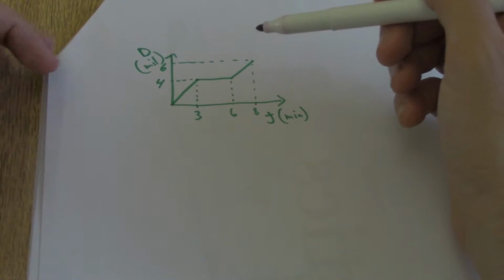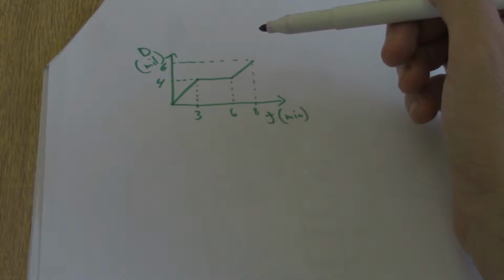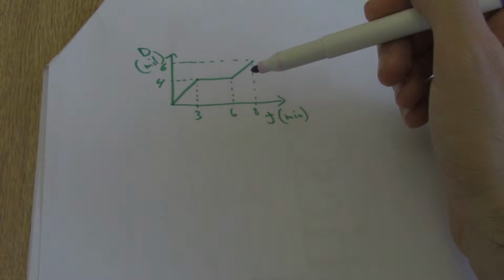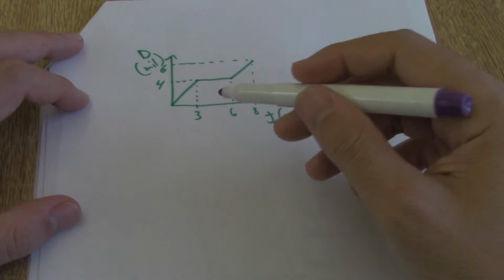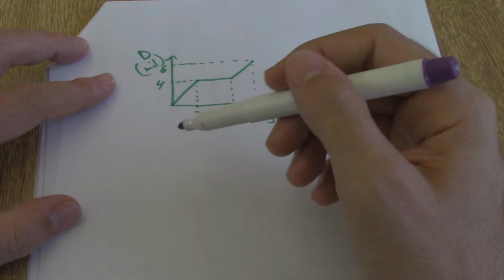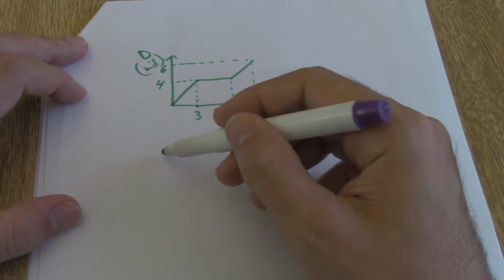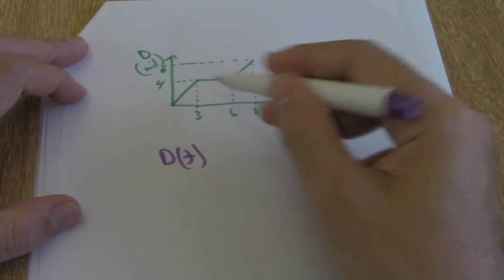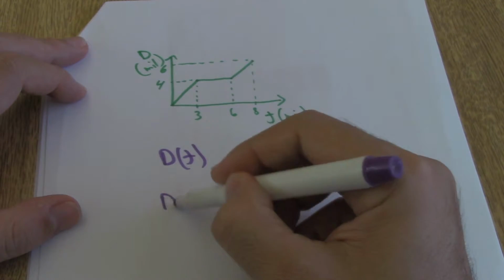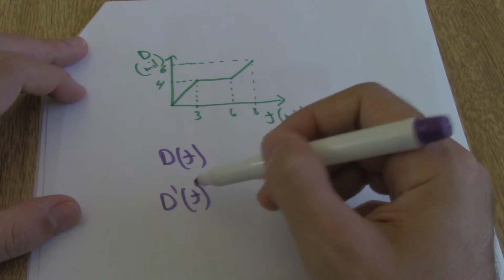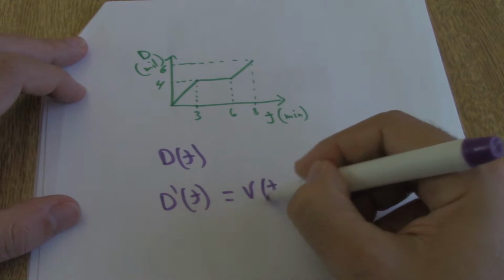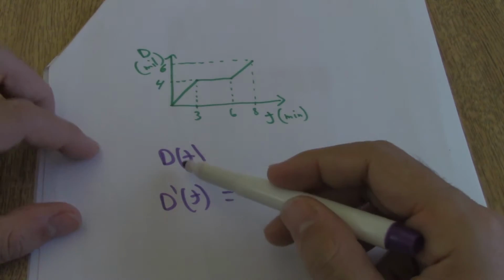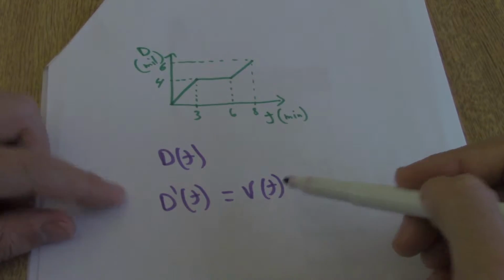So let's suppose that the exercise tells us to make a sketch of the corresponding velocity function. Now I should know that the derivative of the distance, this is d of t, any graph d of t. So d prime of t, which is the derivative of the distance, is equal to the velocity in terms of t. So the derivative of the distance is the velocity.